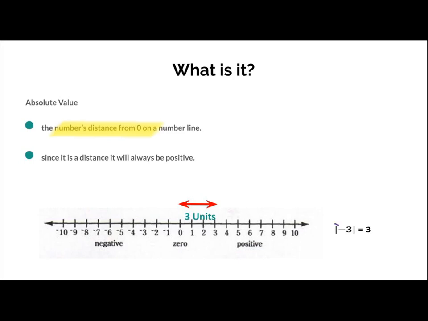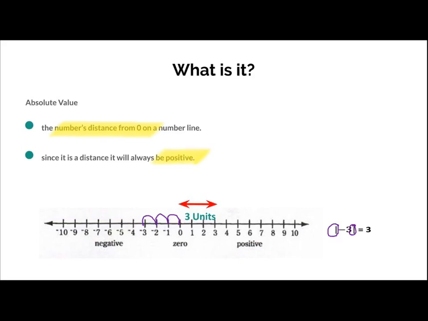We use these long, tall brackets here to represent absolute value. And if we think about the absolute value of -3, then we know that it's going to be 3. We could start at the 0 and count 1, 2, 3 spaces away from the 0. So that means that the distance from -3 and 0 on the number line is 3. It will always be positive.